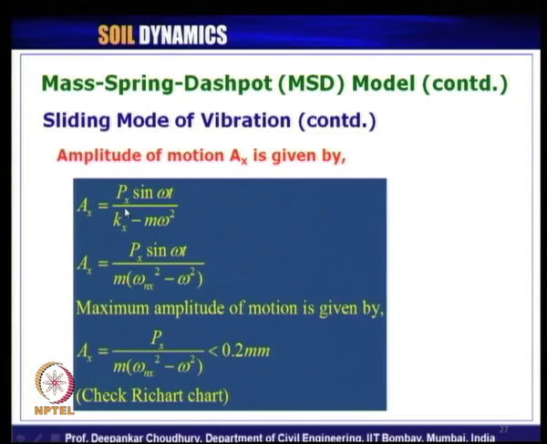Amplitude of motion equation will be exactly same for vertical mode also, only difference will be this suffix will be in terms of the sliding direction, that is in x direction if we are considering x, k x and p x, and maximum value will be A x is p x by m times omega n x square minus omega square, that also needs to be less than 0.2 mm, and it again needs to be checked with Richard's chart. Originally it is Blake's chart given in Richard's book, right. So, for horizontal mode of vibration, that needs to be checked.